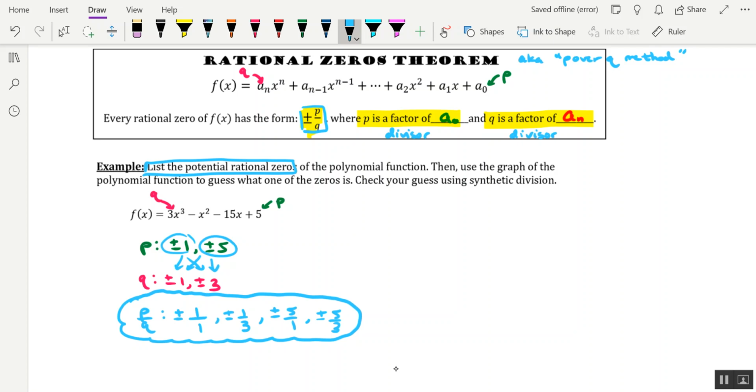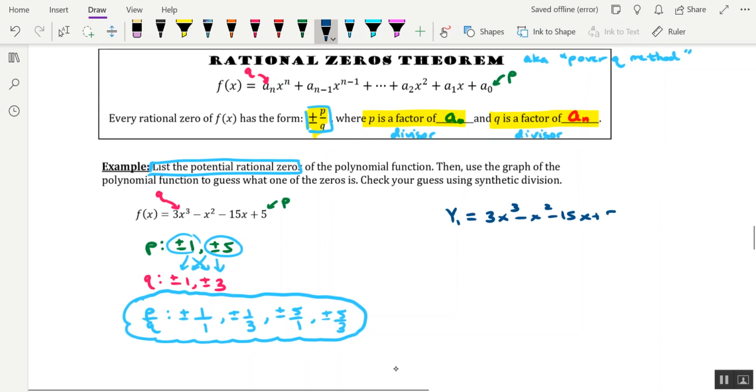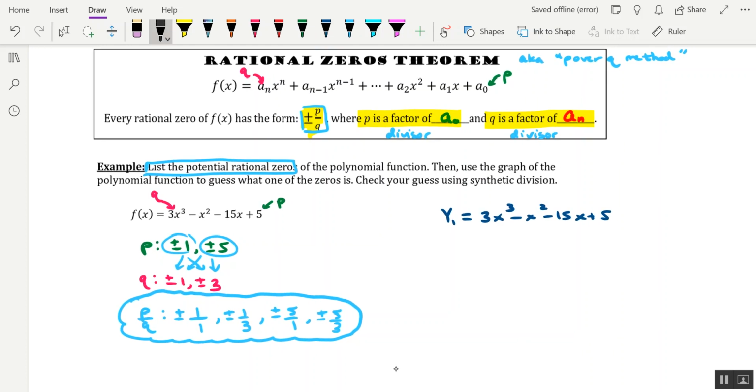Now, for the next part, we want to graph this polynomial function. So in our graphing calculators in y1, we're going to enter in 3x cubed minus x squared minus 15x plus 5. So let's do that.